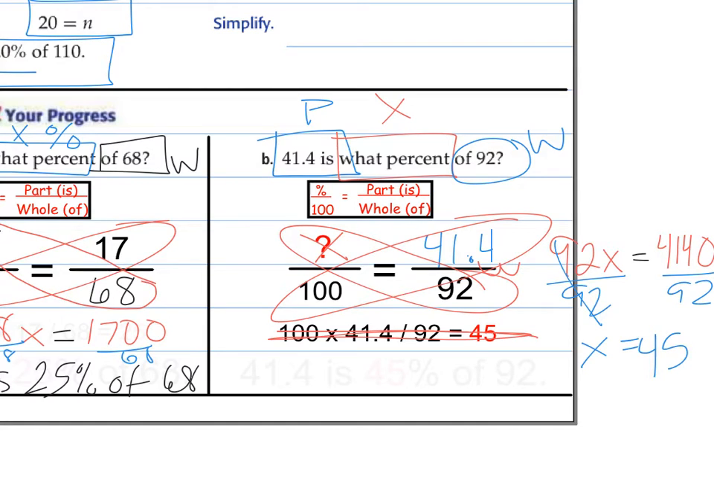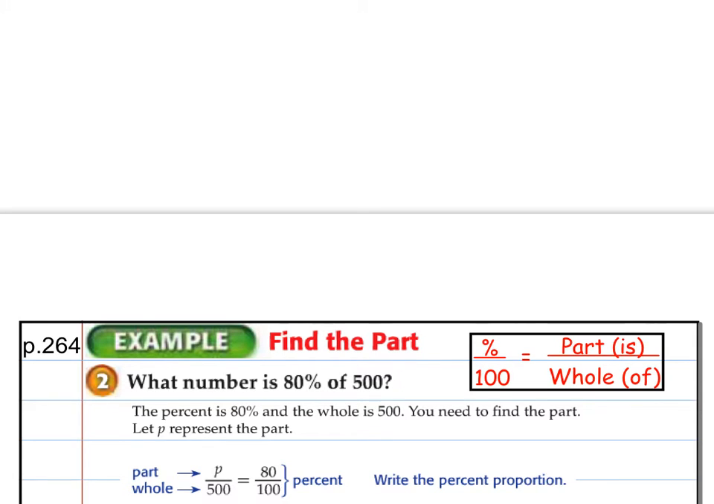So again, grand scheme of things, this means that 41 and 4 tenths is 45% of that 92. So finding the percent given a part and a whole. So what if we're asked to find the part? We're asked to find all three different parts.